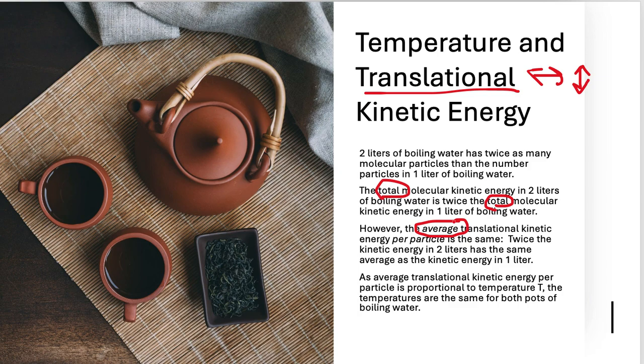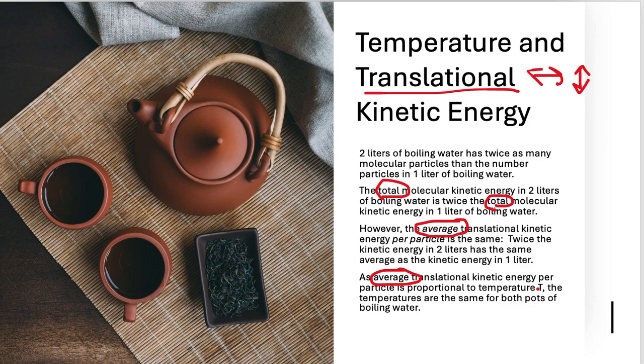The total molecular kinetic energies are different, but the average translational kinetic energy per particle is the same in both containers. Twice the kinetic energy in the 2-liter container has the same average as the kinetic energy in the 1-liter container. As average translational kinetic energy per particle is proportional to temperature T, the temperatures are the same for both pots of boiling water.